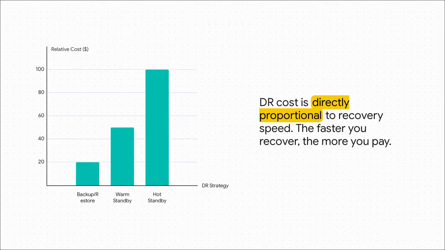You can see that your ongoing cost is directly tied to how fast you want to recover. That cold, backup and restore strategy is the lowest bar on the left. A warm standby is a very manageable increase in the middle. But that full, active, hot standby on the right, you're effectively doubling your monthly cloud bill.